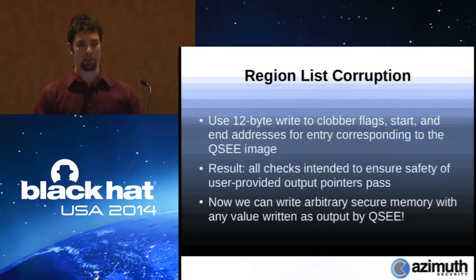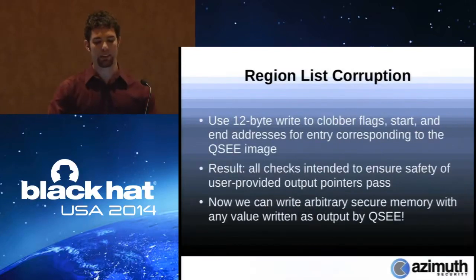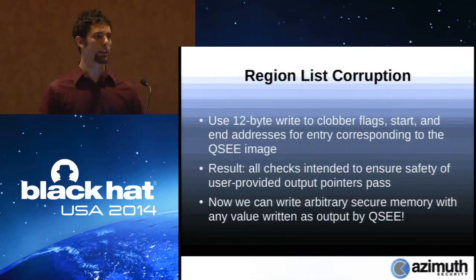So what I came up with was that we can actually use our 12-byte write to overwrite the flags, start, and end addresses of the region entry corresponding to the QSEE image. So the result of this is, anytime QSEE goes to check the safety of a pointer provided by the kernel to guarantee that it's safe for it to assume that it's non-secure and that it can read from it and write to it without consequence, if that pointer resides in the address space reserved for the QSEE image, it's going to say it's fine, it's safe.